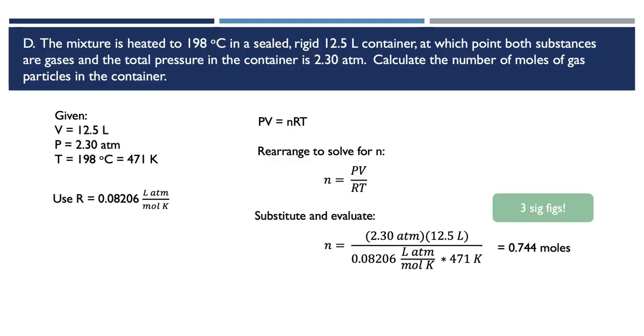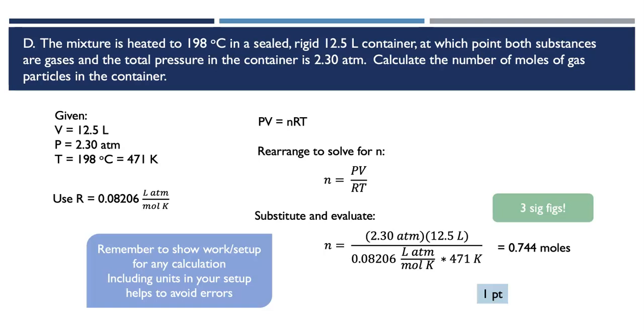This question wasn't scored on sig figs in 2025, but you should always be paying attention to sig figs in your calculations because you don't know which question is going to be scored on sig figs in the free response. That's what you needed to do to earn 1 point. As a reminder, you need to make sure you show your work or your setup for any calculation, even simple ones where all you're doing is adding and subtracting.